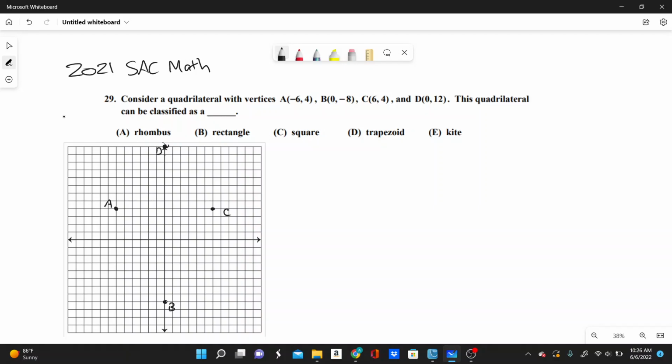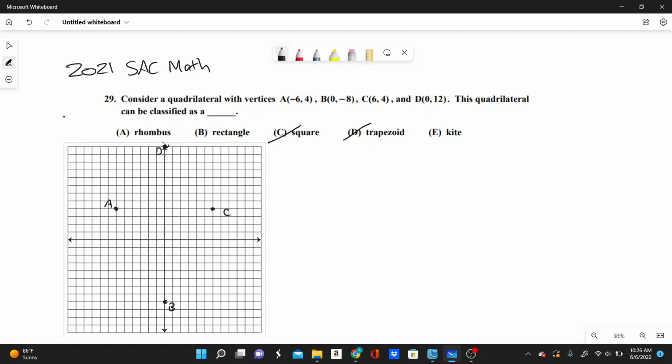Okay, so if we just look at our answer choices, first of all, it's pretty clear that this isn't going to be a couple of things. It isn't going to be a trapezoid. And it isn't going to be a square, because it appears that C and D are a lot closer to each other than C and B, for example. And if you have a square, then all the sides have to be the same. It could be a rectangle, it could be a rhombus, and it could be a kite.